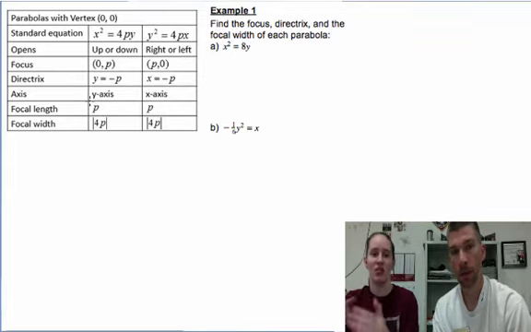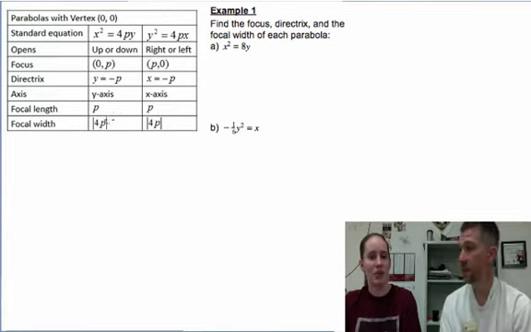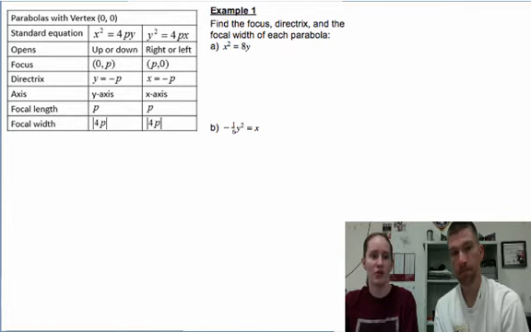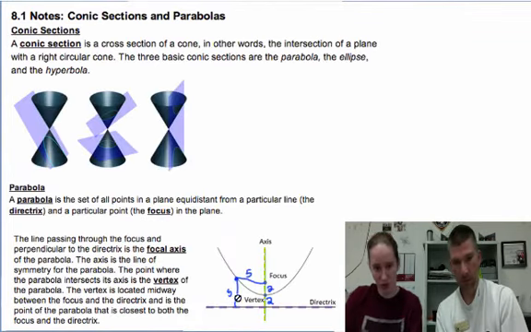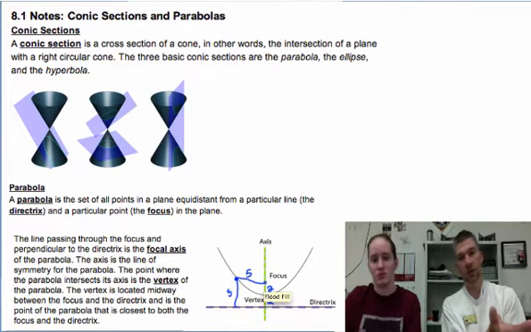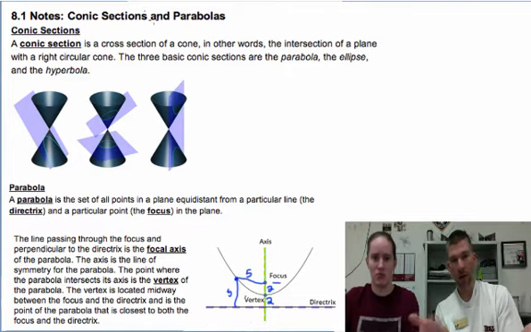So p in all of this is our focal length, and we might later on be able to see what that p value is when we're graphing. That's the distance from the vertex to the focus. Focal length. Okay, and then the focal width, let's go back to the other picture. The focal length is how far it is from the vertex to the focus. Right, because the focal width is the distance through the parabola, through the focus, from side to side.